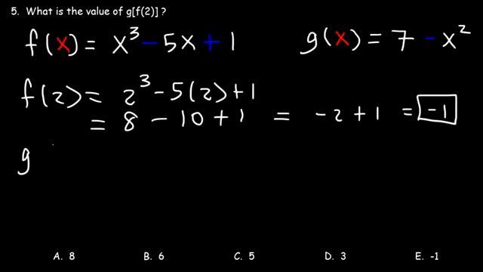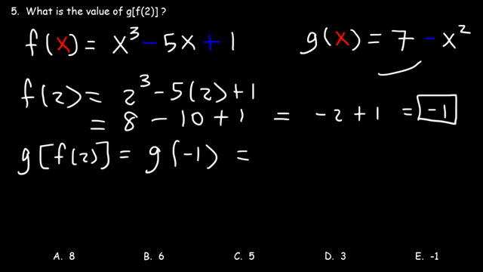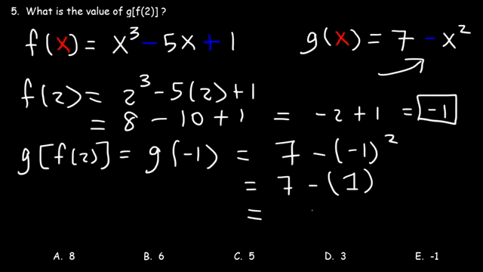And we're looking for g of f of 2. And since f of 2 is negative 1, we need to find g of negative 1. So now let's use this equation. So it's 7 minus negative 1 squared. Negative 1 squared is negative 1 times negative 1. That's positive 1. And 7 minus 1 is 6. So g of f of 2 is equal to 6. Therefore, B is the right answer.